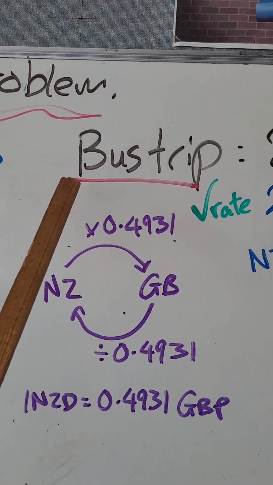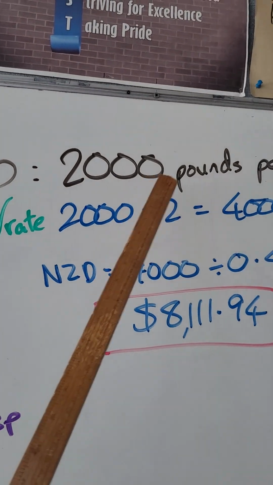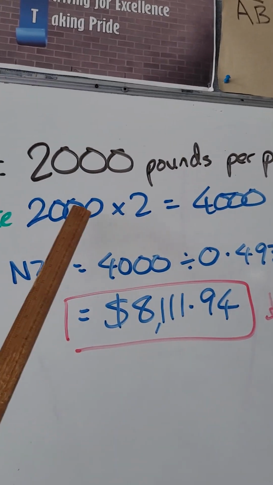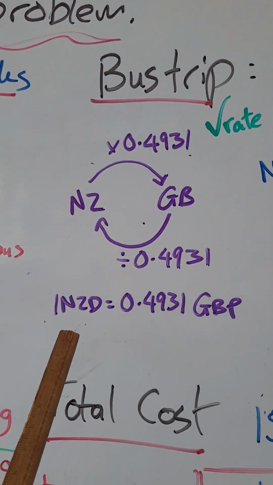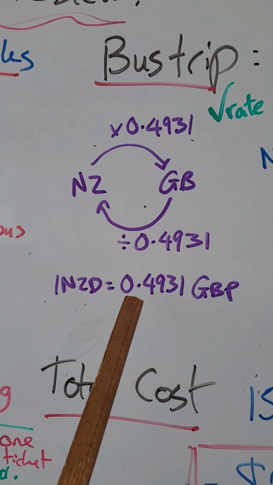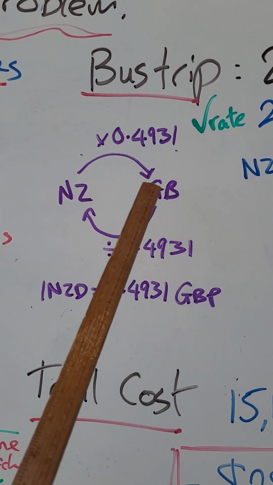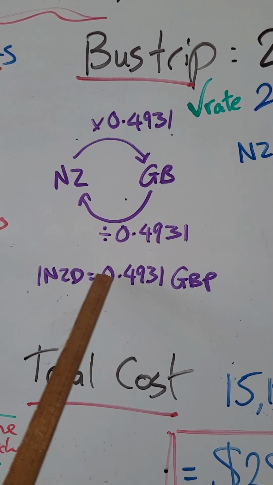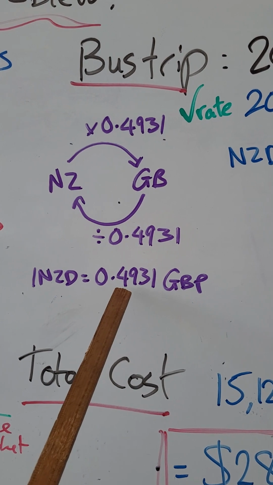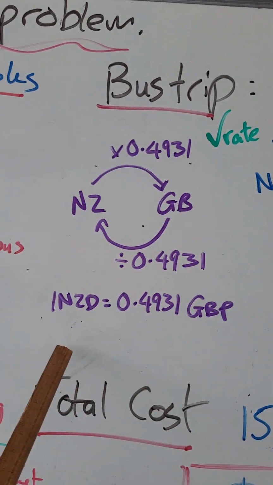Okay, so the final cost we need to figure out is the bus trip. It costs 2,000 Great Britain pounds per person. So we're going to times that by 2 because there's 2 of them, 4,000 pounds. Now, we know what it says here. 1 New Zealand dollar is 0.4931 Great Britain pounds. So going from New Zealand to Great Britain, we're multiplying by this, right? Because 2 New Zealand dollars would be 2 times that. 10 New Zealand dollars would be 10 times that. We've got it in pounds, so we need to go back that way.